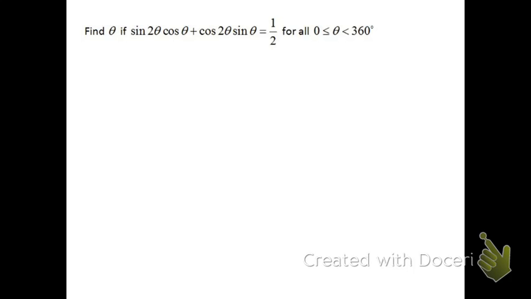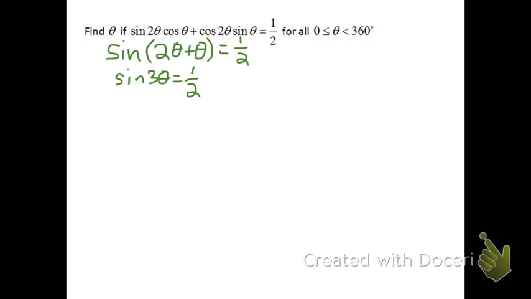of sines formula. So the sum of sines formula says that the sine of A times the cosine of B plus the cosine of A times the sine of B equals the sine of A plus B. So we can condense this left side of the equation as the sine of 2 theta plus theta, and the right side stays as 1/2. So that makes it a whole lot easier to solve, because now we only have one trig function. So now we know the sine of 3 theta equals 1/2.